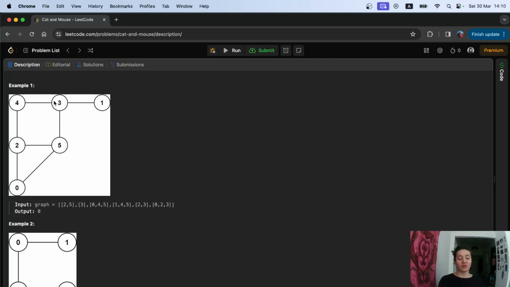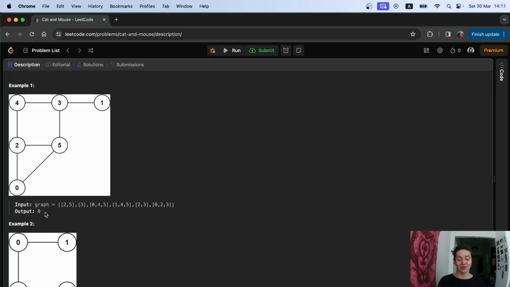Mouse went from 1 to 3, cat goes from 2 to 5, mouse goes from 3 to 4. Now the cat will go back to 2, where he already has been. This forces the mouse to go from 4 back to 3, where he already has been. And at this point, they're both going back and forth, and it's a draw. But a draw for each of them is better than losing, right? So this is what they are doing, and it's a draw.